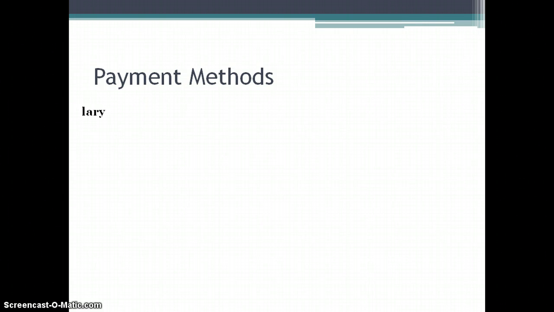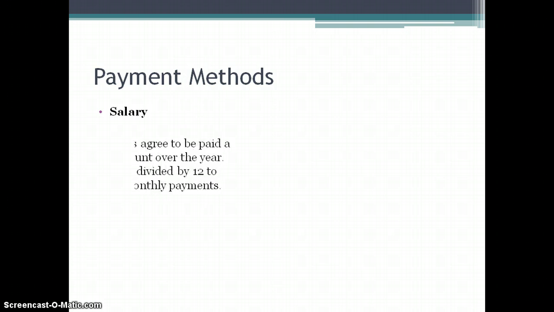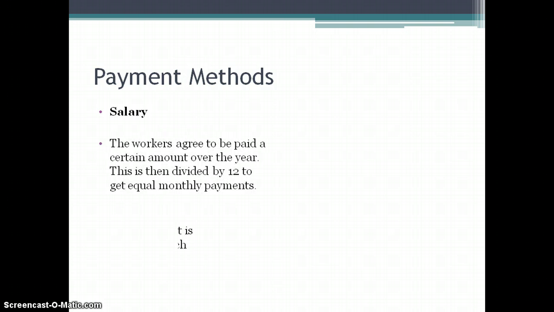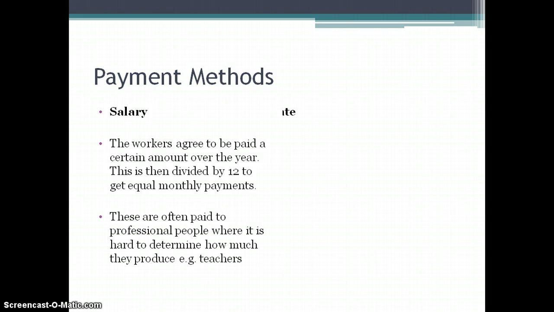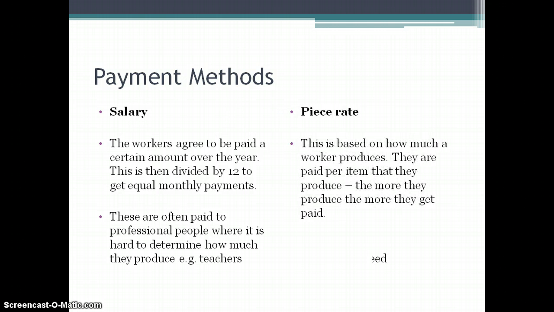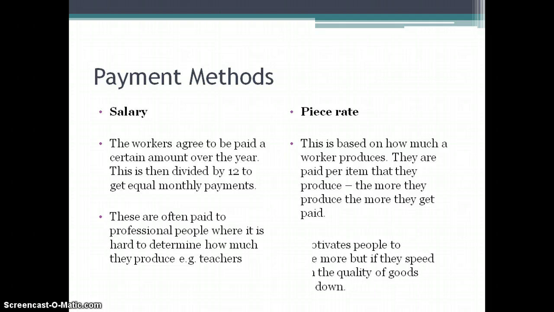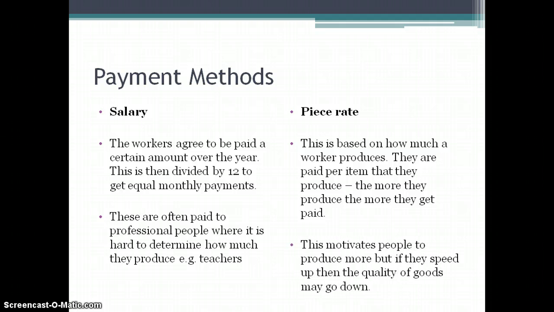Okay. Next, then, another one you're probably aware of is a salary. This is when workers agree to be paid a certain amount for the year, and then it's simply divided into 12 equal monthly payments. So you might hear people say that they get paid £24,000 a year. Well, all we do is take that £24,000 and divide it by 12, which is 2, and that employee would be paid £2,000 every month.